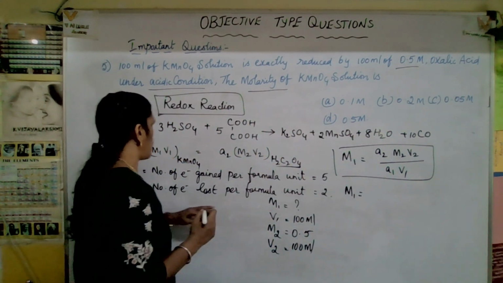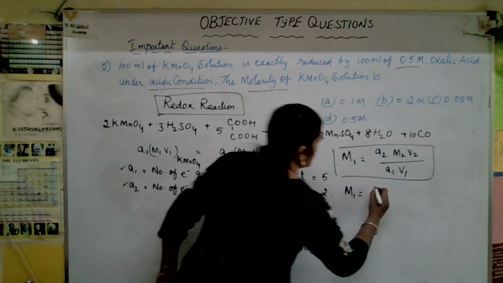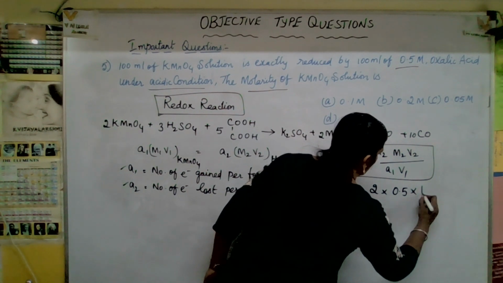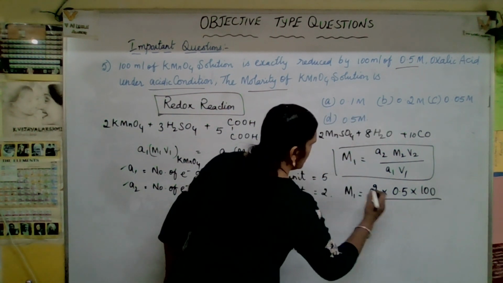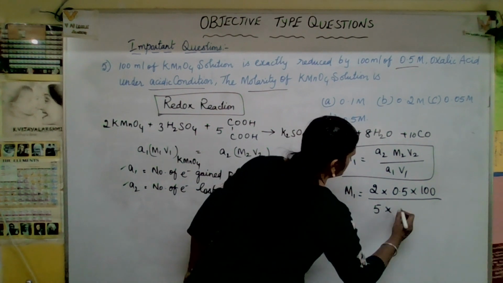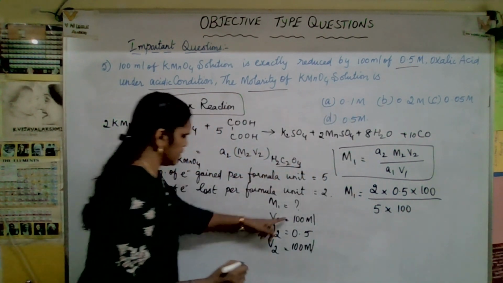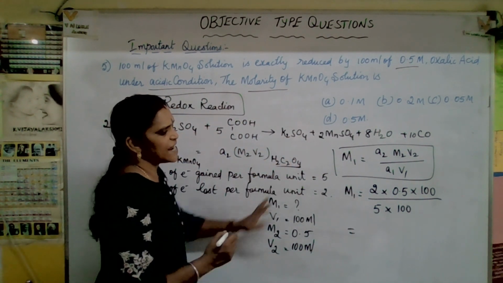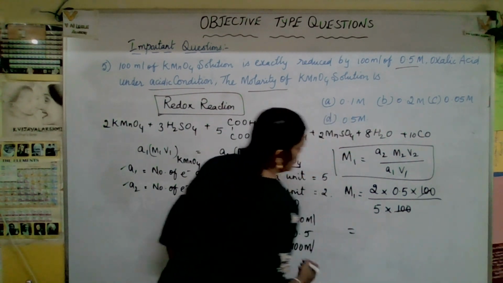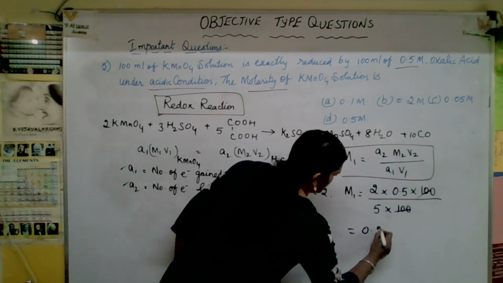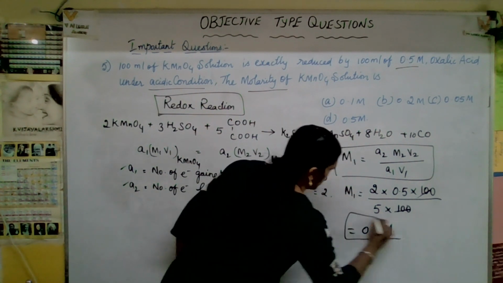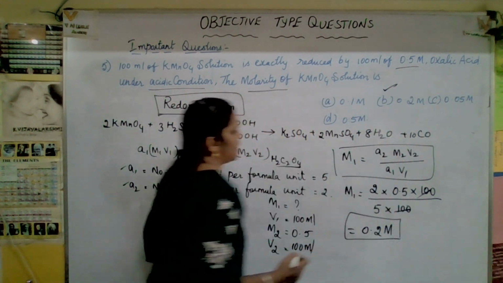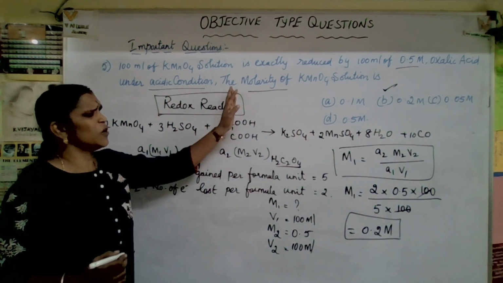M1 equals A2, which is 2, into M2, which is 0.5, into V2, 100 ml, divided by A1, which is 5, into V1, also 100. Right? Okay, now what is the answer here? Can you guess? Did you calculate this? Here it is 0.2 M. I hope you got this option. Which option did you get? Option B. I hope you got a clear idea about this redox reaction.